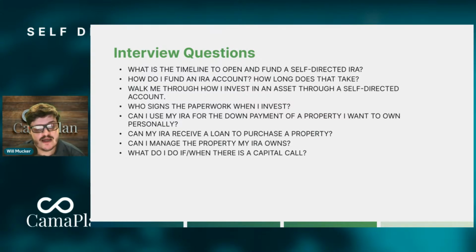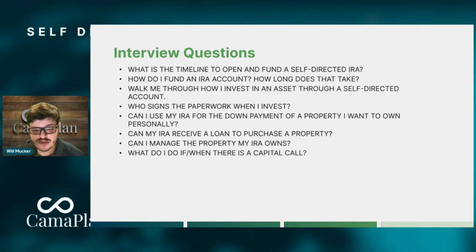Next question: can I use my IRA for the down payment of a property I want to own personally? The answer to that is no. So whatever percentage the IRA owns of an investment or an asset is the percentage of all expenses it has to pay and the percentage of all return it's entitled to. So when it comes to real estate, the expenses included are down payment, purchase price, utility bills, renovations. Any expense for that property has to be paid based off the percentage of ownership of the IRA.